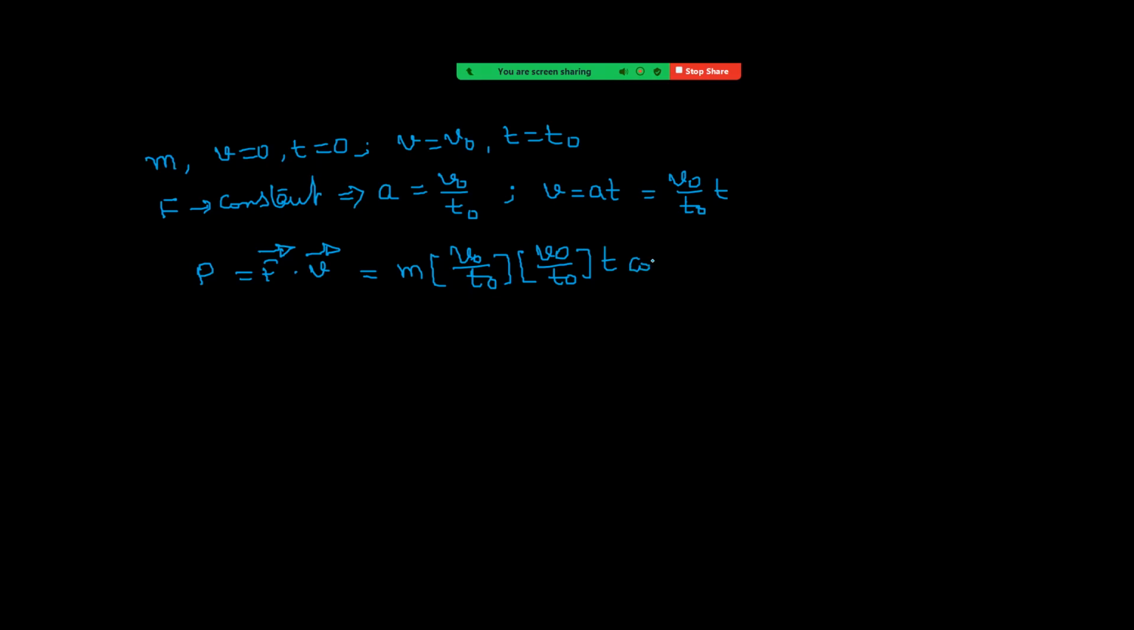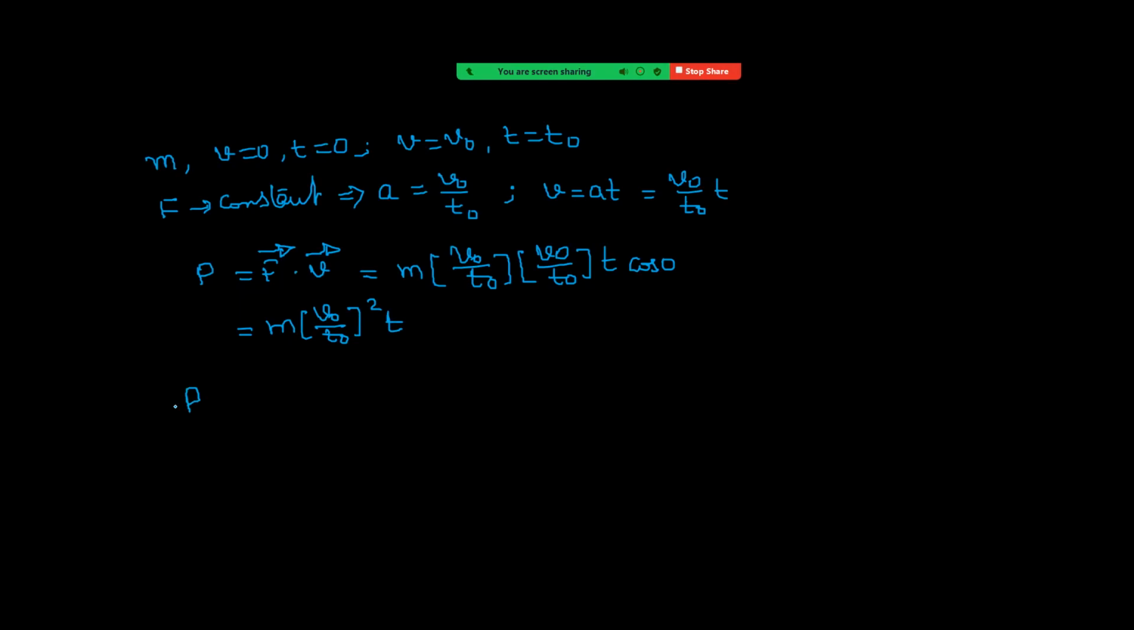And angle is now cos 0. Okay. So this value how much? M into v naught by t naught whole square into t. This is power delivered by net force at time t, which is nothing but instantaneous power.